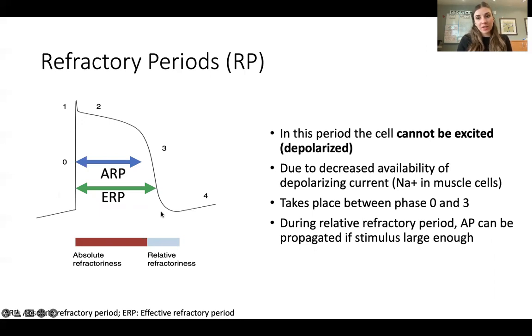So we're going to use drugs that can help us extend this effective refractory period, this whole part that refers to the duration of the action potential, to help mitigate the potential for arrhythmias to happen during this relative refractory period.